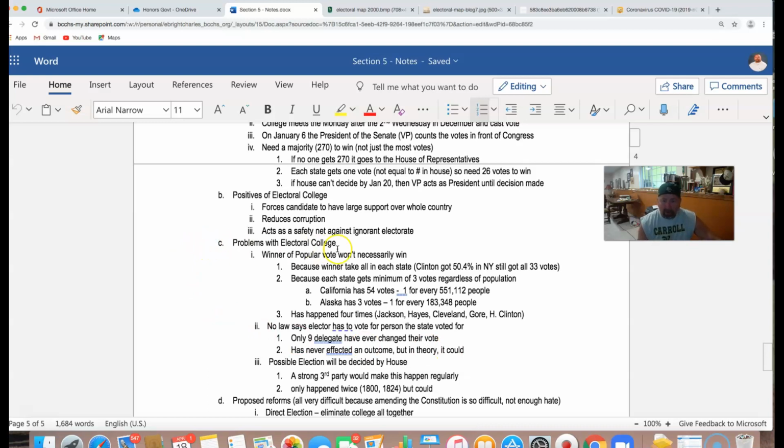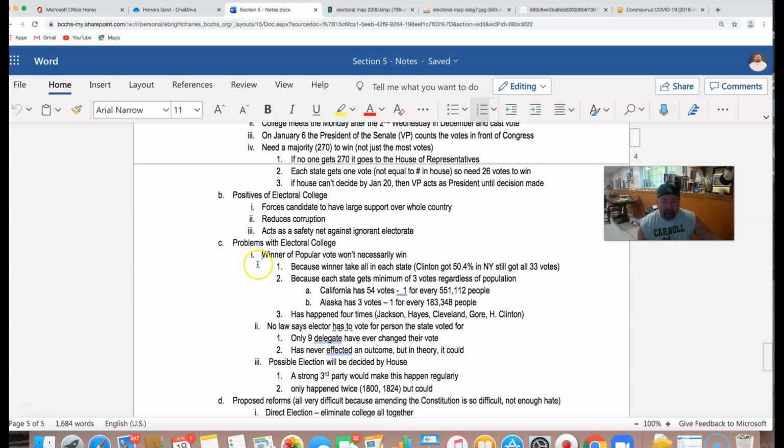All right, problems with the Electoral College. This one here, a winner of the popular vote doesn't necessarily win. This has happened, I think, 1, 2, 3, 4, 5 times now. Okay, Jackson didn't win the popular vote. That's Andrew Jackson, Rutherford B. Hayes, Grover Cleveland, Al Gore, and Hillary Clinton all won the popular vote but lost the Electoral College, okay? So it's not new. It's happened before. We've stayed with it, okay?